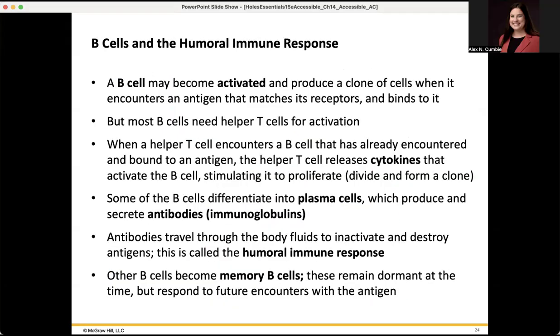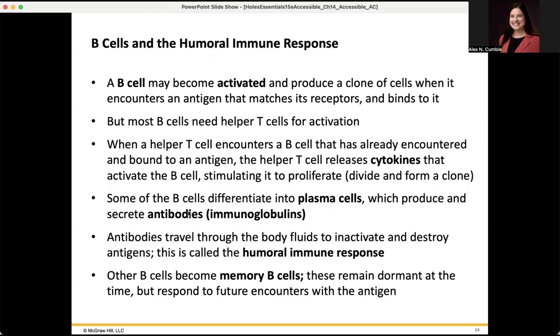The B cell itself can become activated and essentially produces clones of itself. B cells are associated with the humoral immune response. Humoral means the humors of the body. So plasma in the bloodstream is considered a humor, a liquid of the body, and that is where antibodies are going to exist, in the plasma. And again, these B cells become activated by helper T cells that show them the antigen.